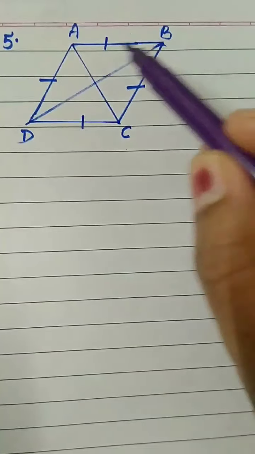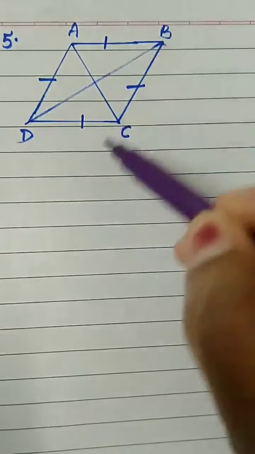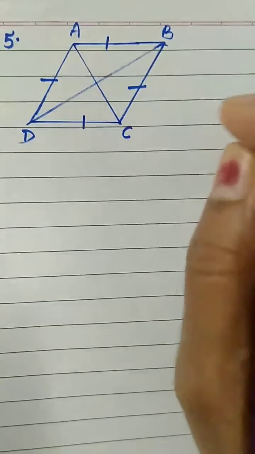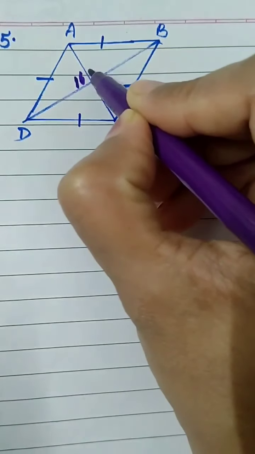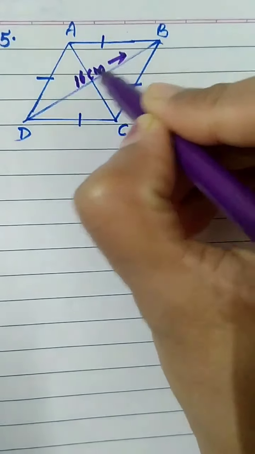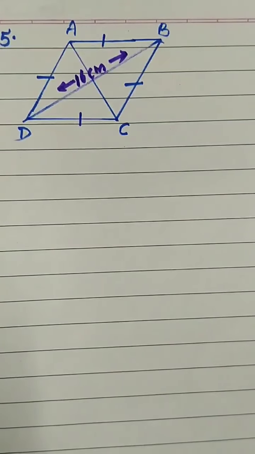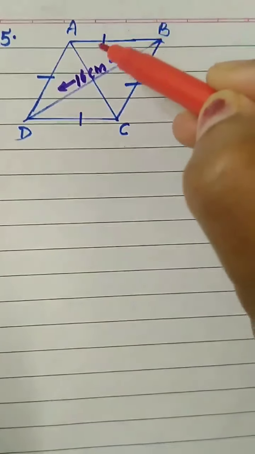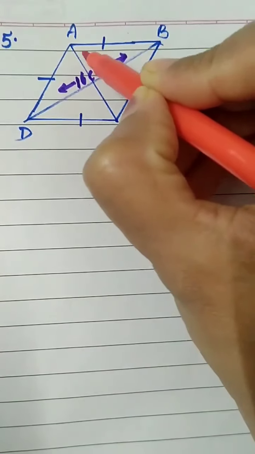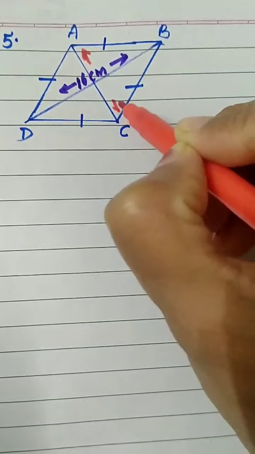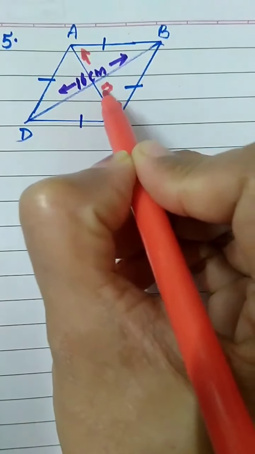So you can see I have drawn the rhombus ABCD. The name of the rhombus is given in the question, ABCD. One diagonal is 16, so we will write 16 here. 16 is for this diagonal. The other diagonal is 12 centimeter. So the other diagonal I will mark this way, 12 centimeter.